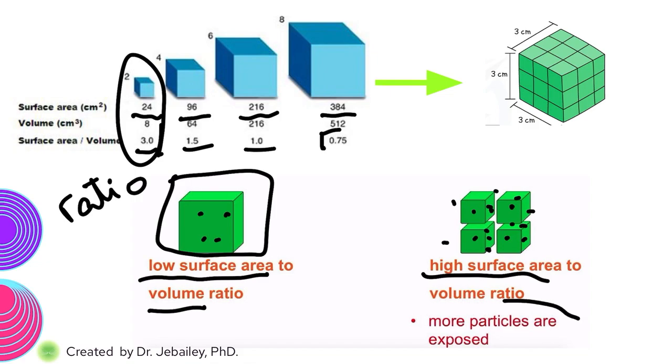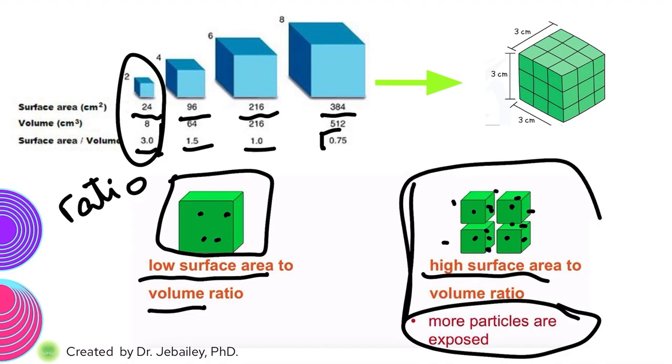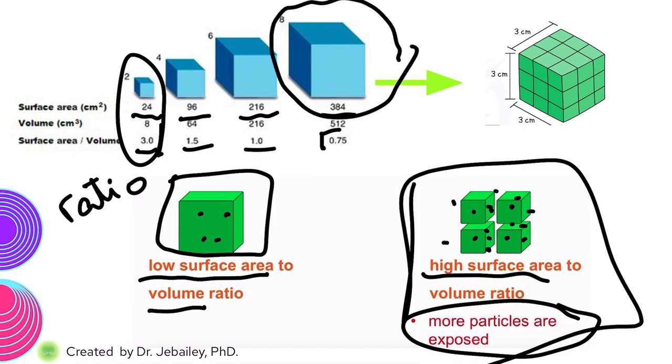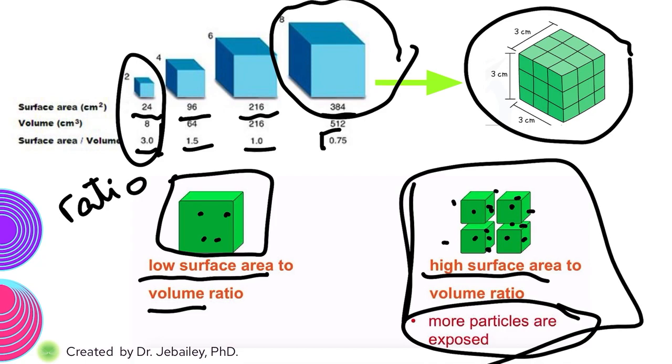So what does that mean? More particles are exposed to the outside. There's more contact with the inside. So this is what you want. For example, you have this one big cell, or you have this group of cells that has the same size as this one. Which one is better? Obviously this one. Why? Because each cell has more contact. It's like different cubes, they have contact from different areas.